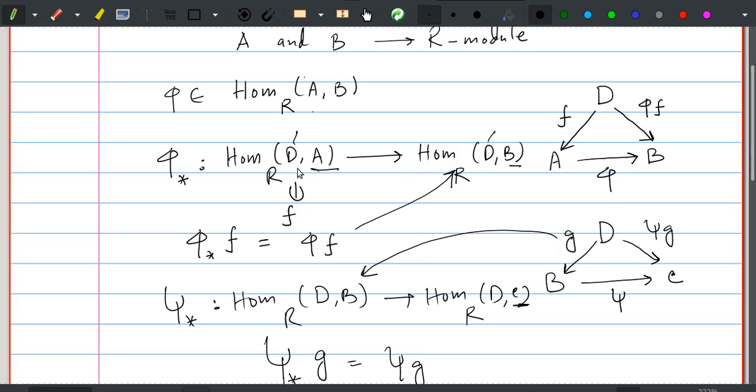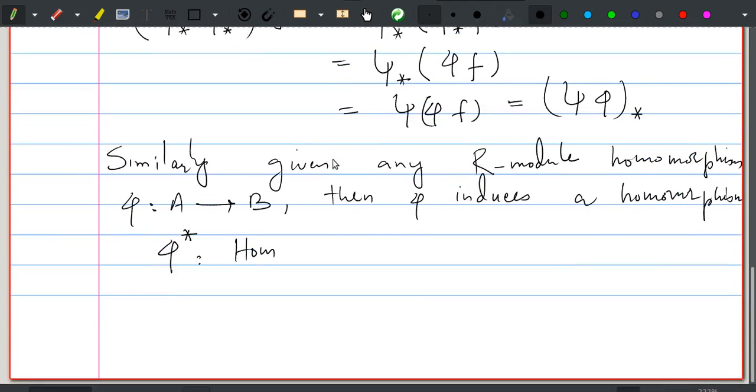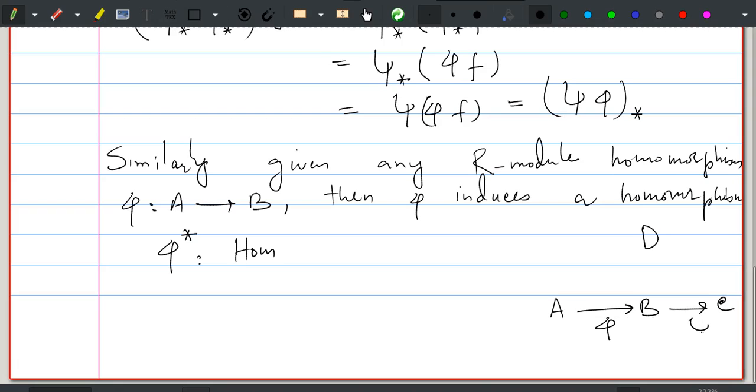So now what we will do is fix module D at the second place. Now let us see what will happen. So now we have D here, and A, B and C here, with map phi and map psi. Now we have module homomorphisms from A to D, B to D and C to D.